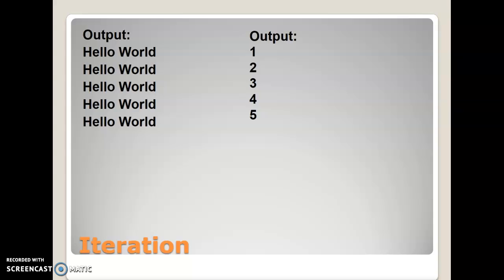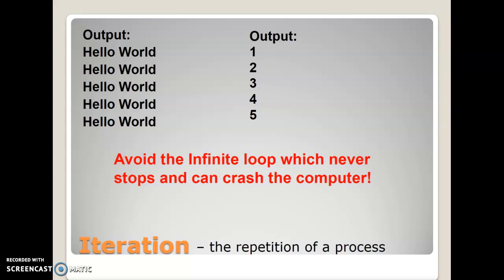Or the idea of having it just print a number that is going to increment as it prints each time, from 1 to 2 to 3 to 4. We will take a look at these basic algorithms as they relate to iteration. Iteration is the process of repeating an algorithm over and over again. One of the things that we need to make sure that we avoid is creating an infinite loop, which never stops and oftentimes can crash the computer.